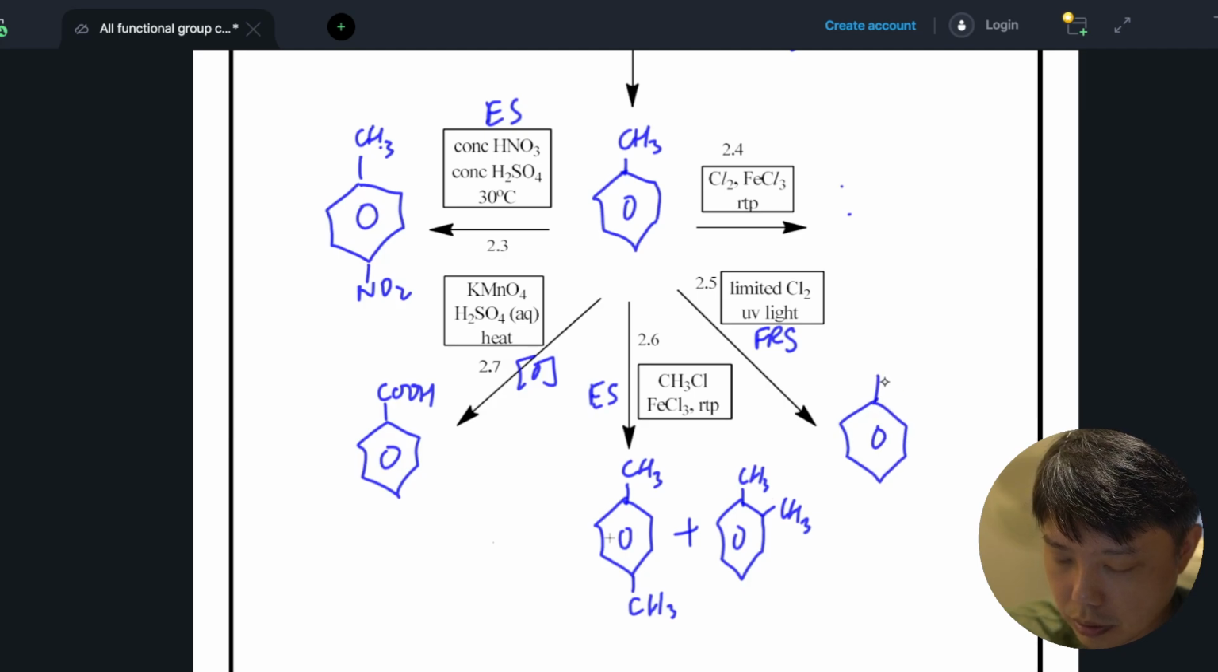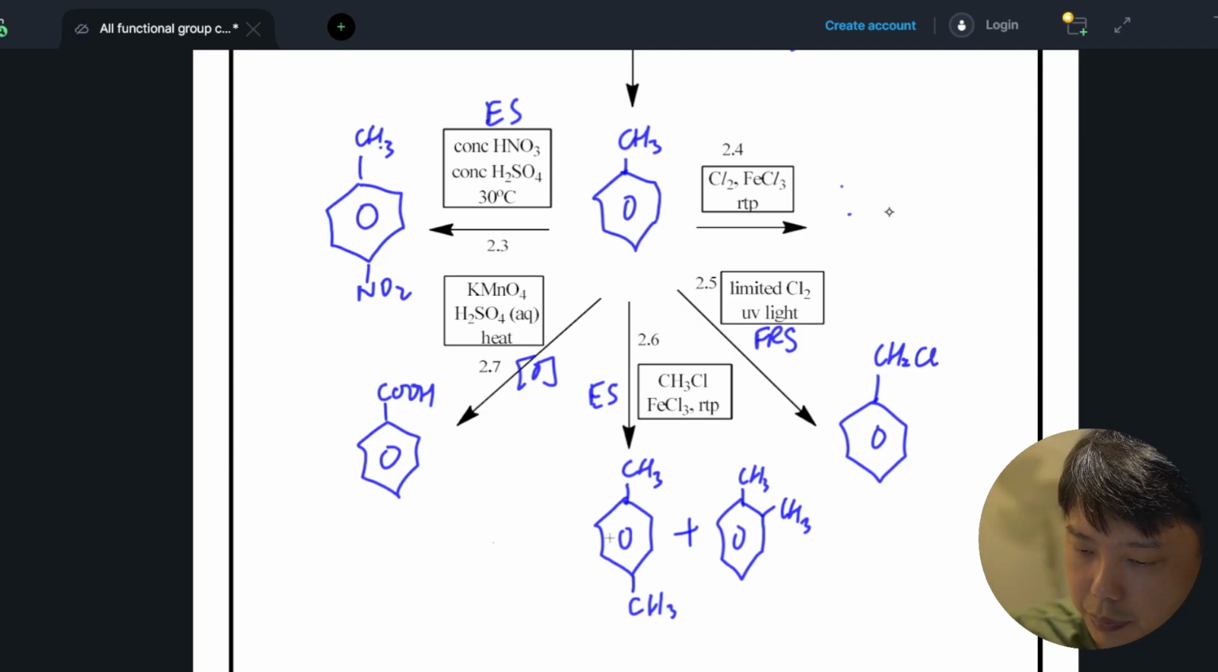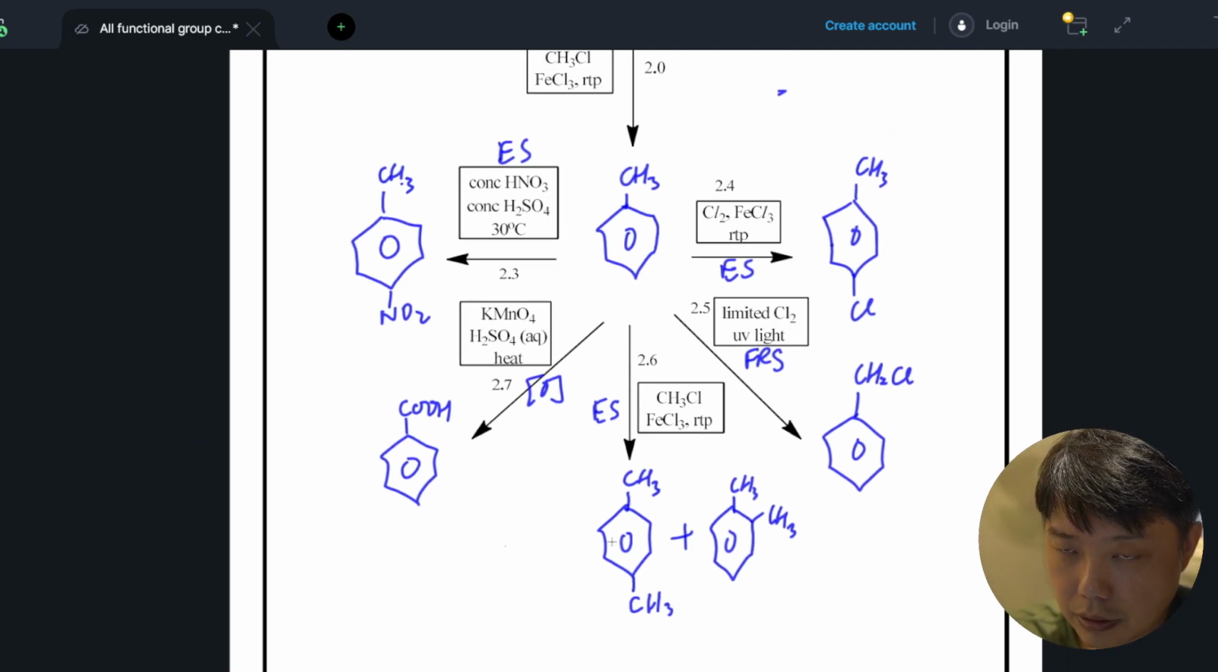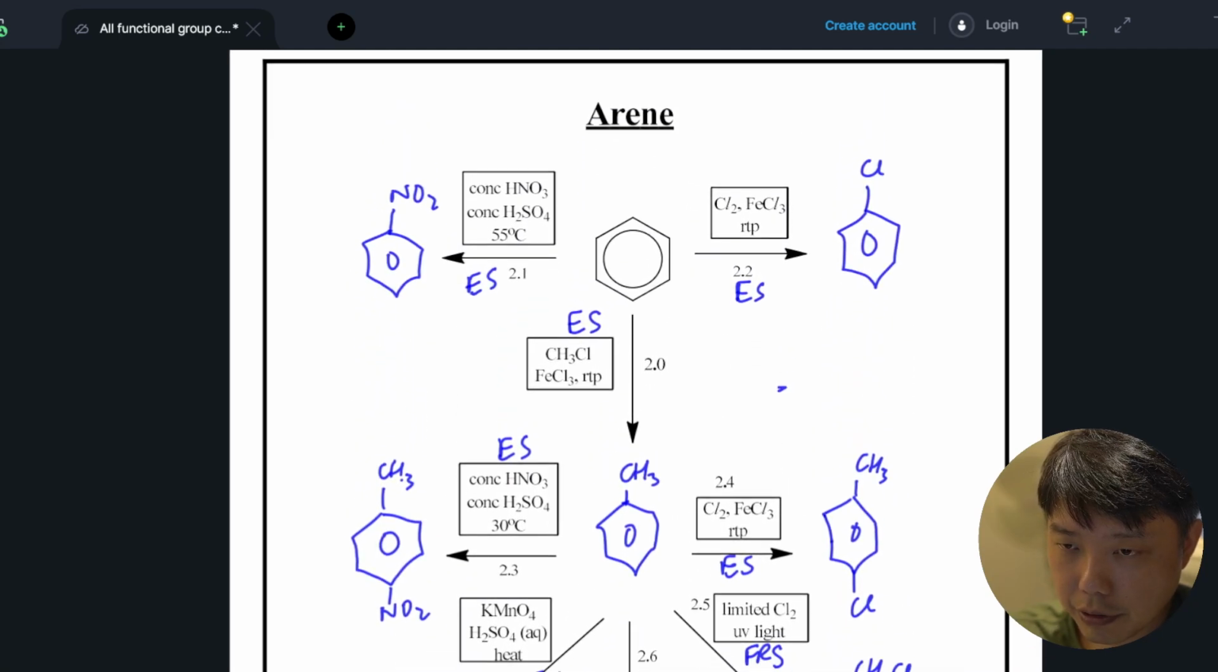Then on the side chain, last but not least, electrophilic substitution again. The methyl group is 2,4 directing, so put the chlorine on the 4th position or the second. Okay, so that's how we do your concept map for Arenes.